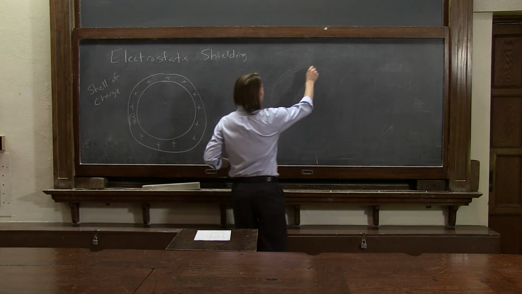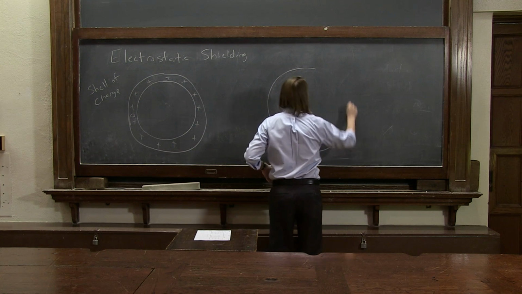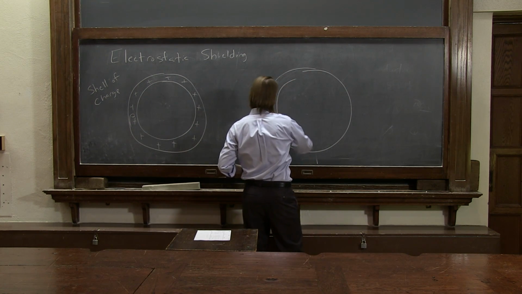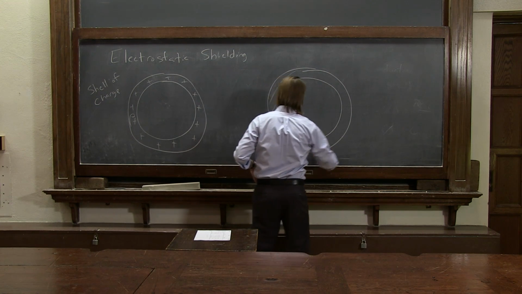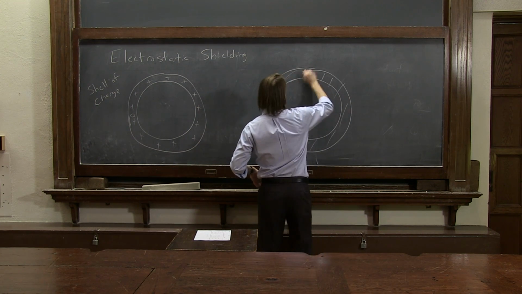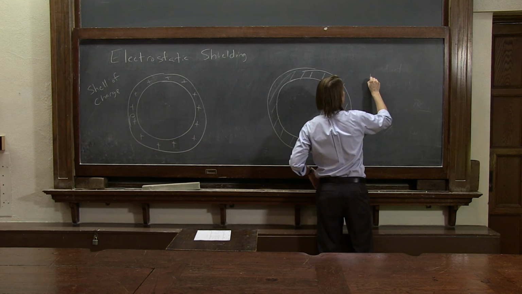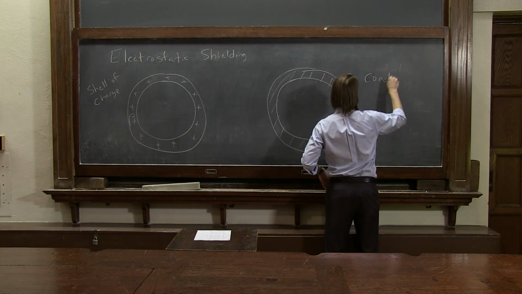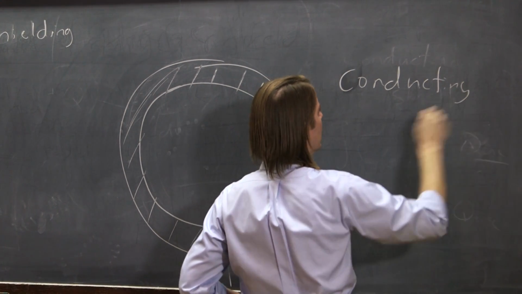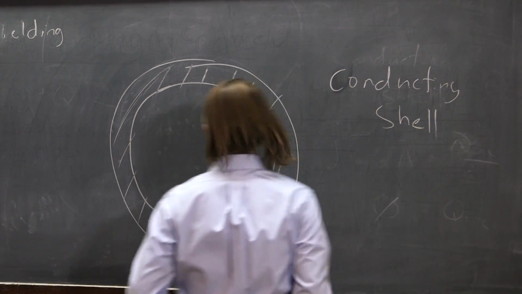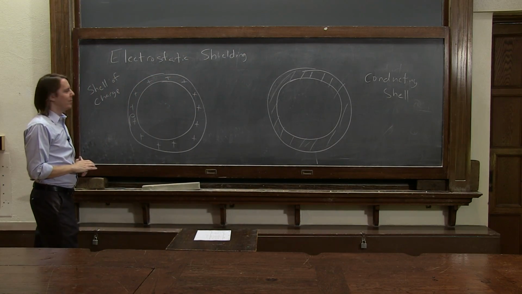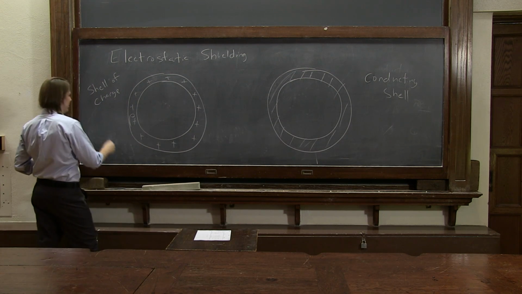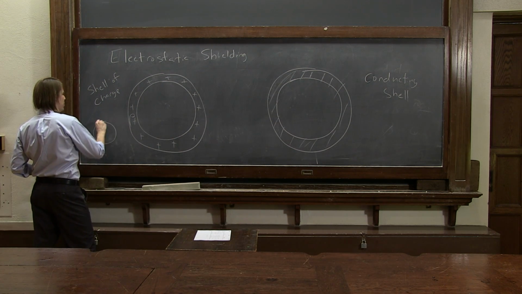You could also think about a metallic shell. I'll hatch mark that to show that it is a conducting shell. It's probably a metal. It doesn't have to be. So will either of these stop an electric field? Let's imagine that we have some big whopping charge here, plus Q.